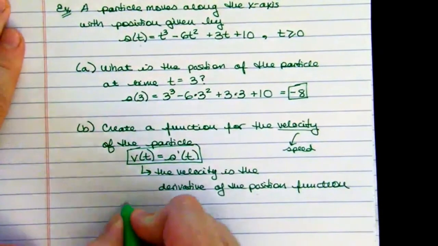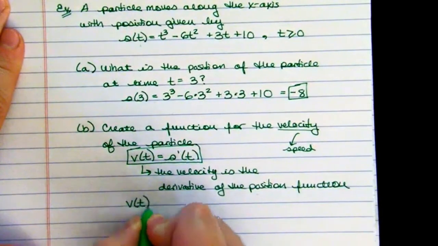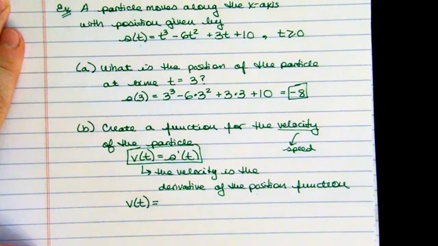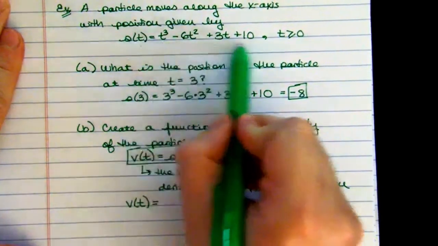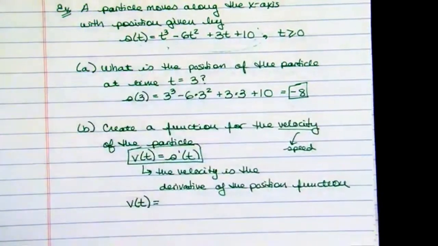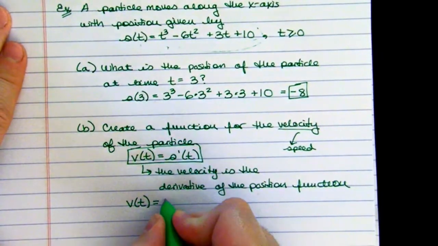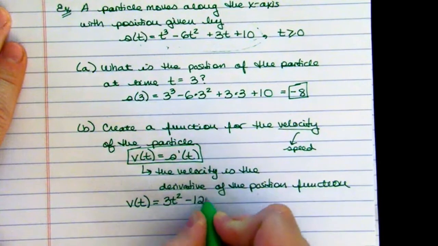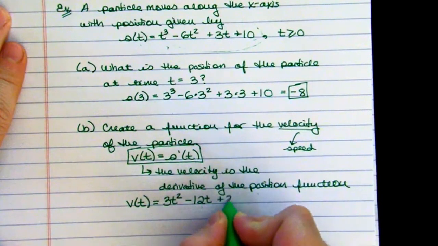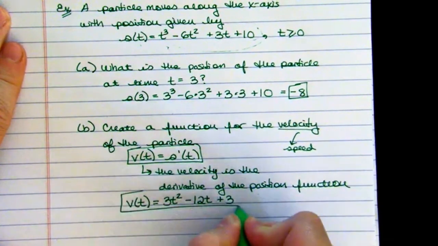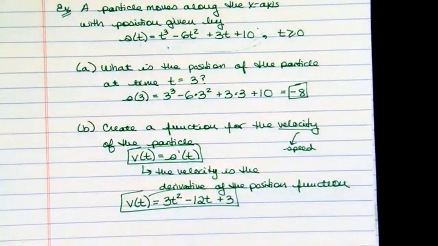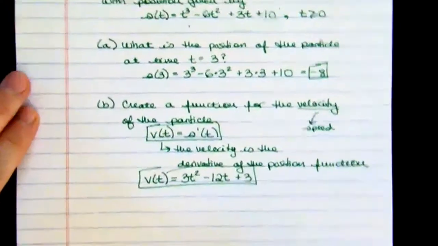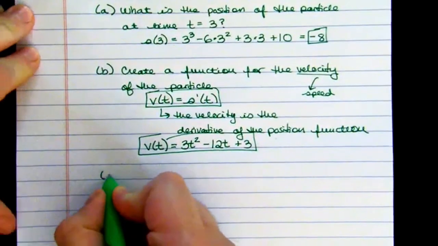Which means if I want to calculate my velocity, all I have to do is find the derivative of this formula. Well, take a moment and go do that. The derivative of position should be 3t squared minus 12t plus 3. And I have my velocity formula. Easy next question.